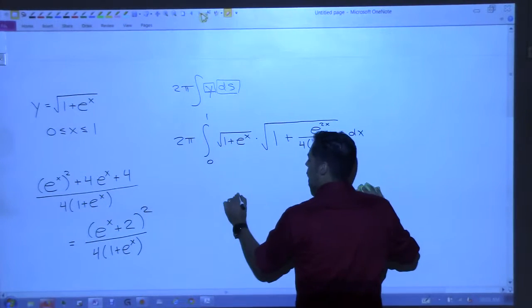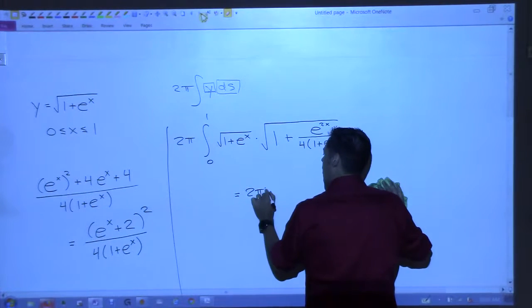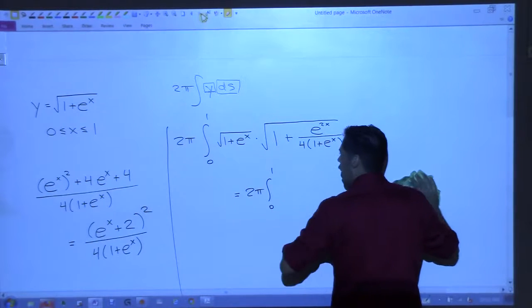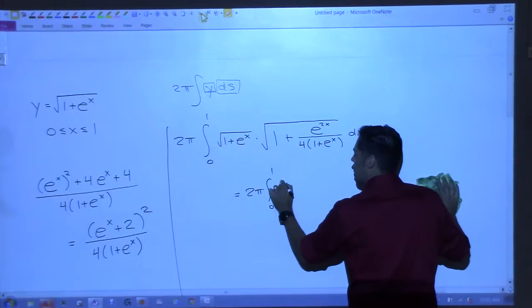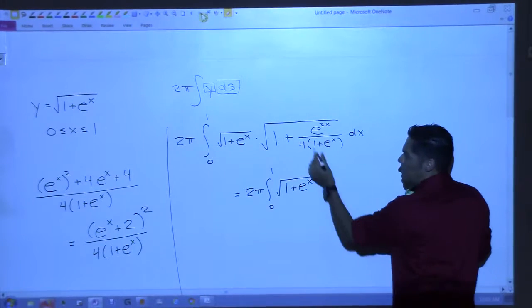So if I continue this integral, we have 2 pi, integral 0 to 1, and then root, geez, we still have this ugly thing out here, times, now let's go ahead and take the square root.